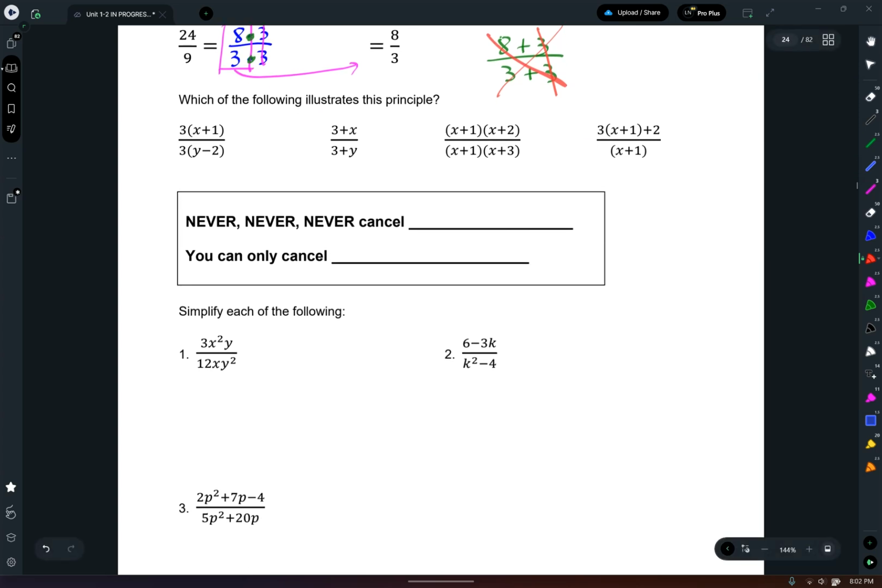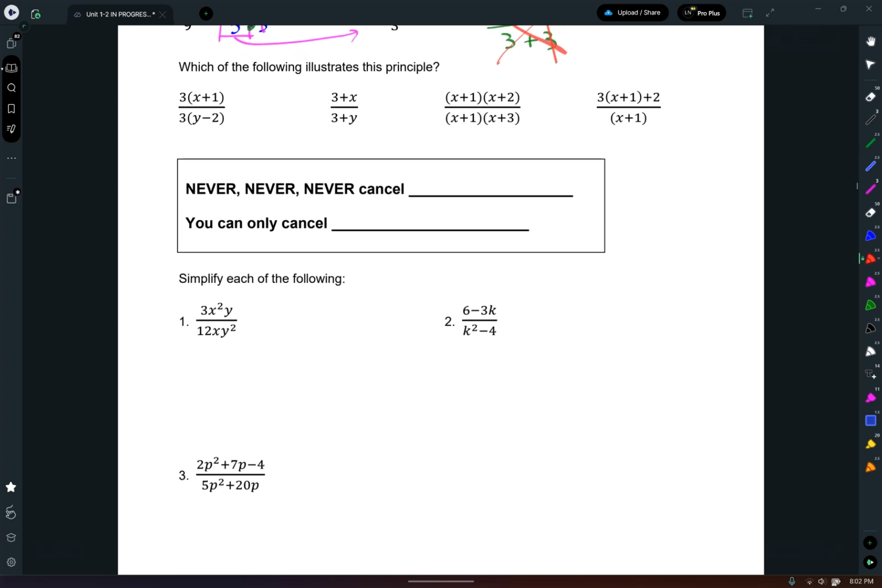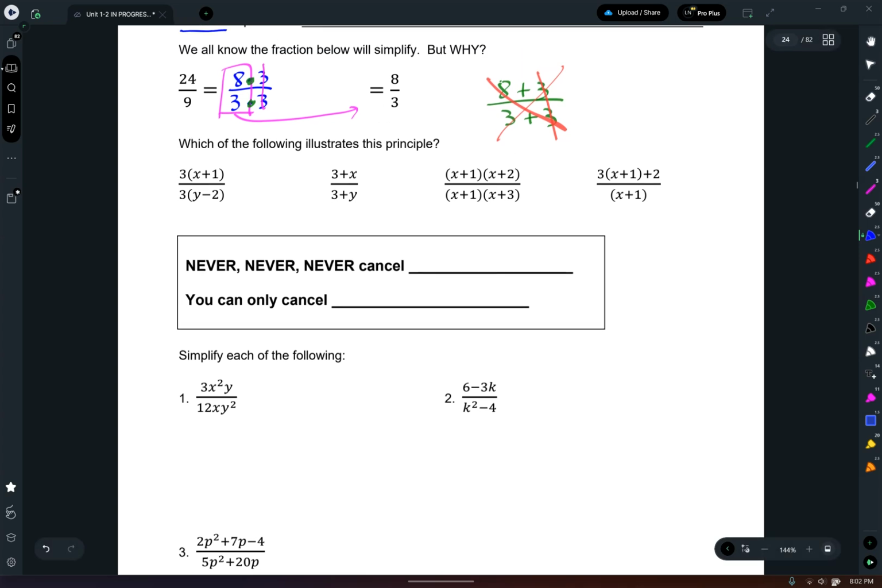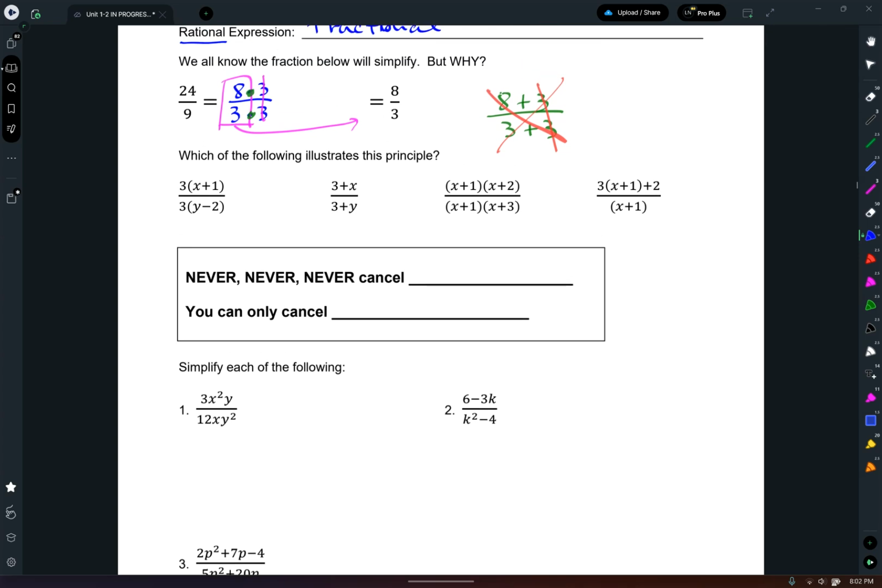So with that in mind, the directions say, which of the following illustrates this principle, meaning that they have to be multiplied? Well, on the first one, because 3 is being multiplied by the parenthesis and 3 is being multiplied by the parenthesis, it's okay to cancel those 3's. And so all you have left is the x plus 1 over y minus 2. So this one is a yes, that works. But look at the second one. You see that you have 3's on both top and bottom, but because both of them have a plus, it is not okay to cancel those 3's.